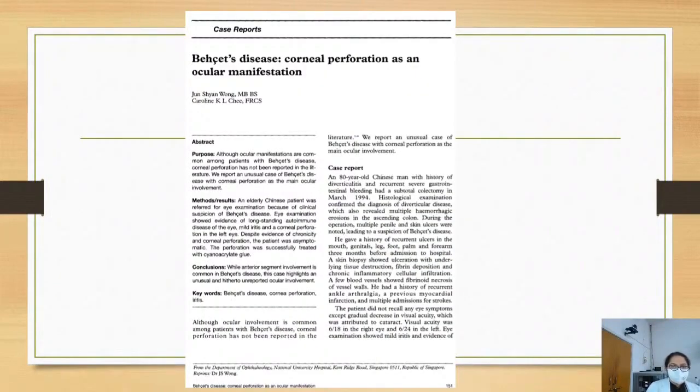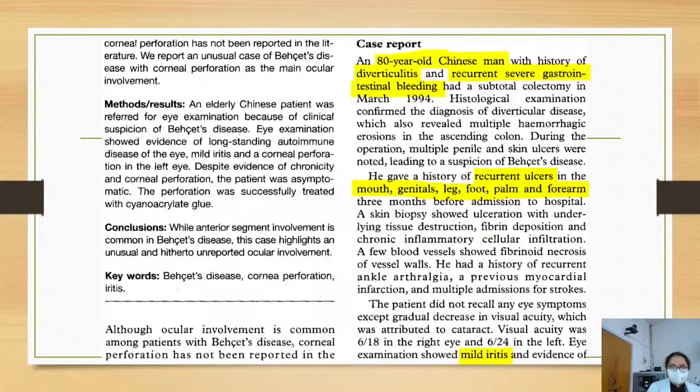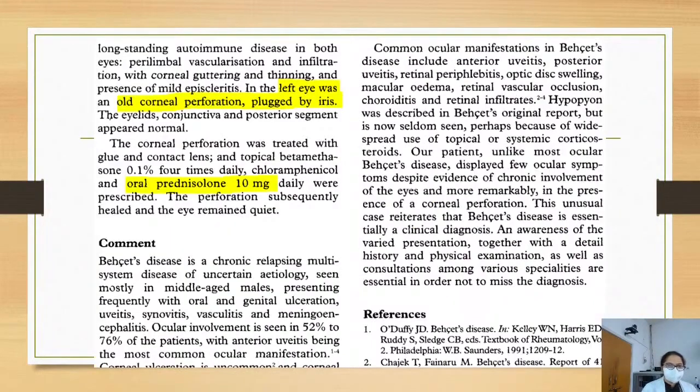This is a case report where corneal perforation was present in a case of Behçet's disease. This was an 80-year-old Chinese man who had a history of recurrent GI bleed with diverticulitis. He also presented with recurrent ulcers of mouth, genital, leg, foot, palm, and forearm, and mild iritis in his right eye. He was treated with oral prednisolone. For the left eye, topical steroids were given along with BCL glue.